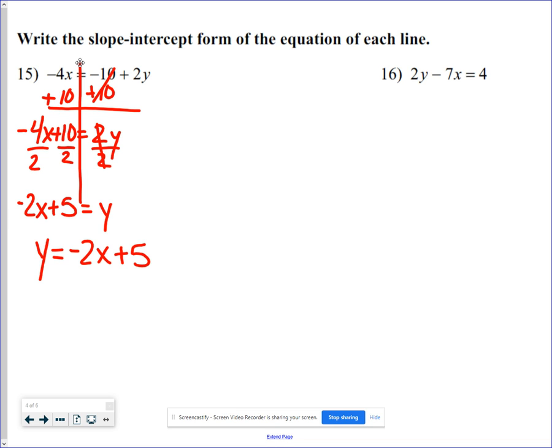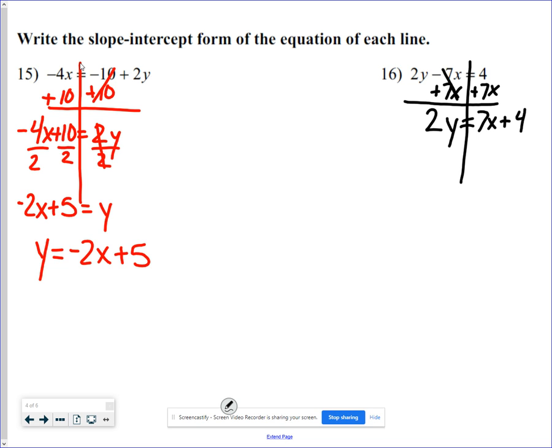In number 16, again, trying to get the y by itself, I really want to get rid of that 7x. So when I add 7x to get rid of the negative, or subtracting 7x, it'll move to the other side. And again, don't fall into the trap. 4 plus 7x is not 11x. The 4 doesn't have an x with it. And I want it to look like slope-intercept form. So 4 plus 7x isn't wrong. But 7x plus 4 looks more like slope-intercept form right now.